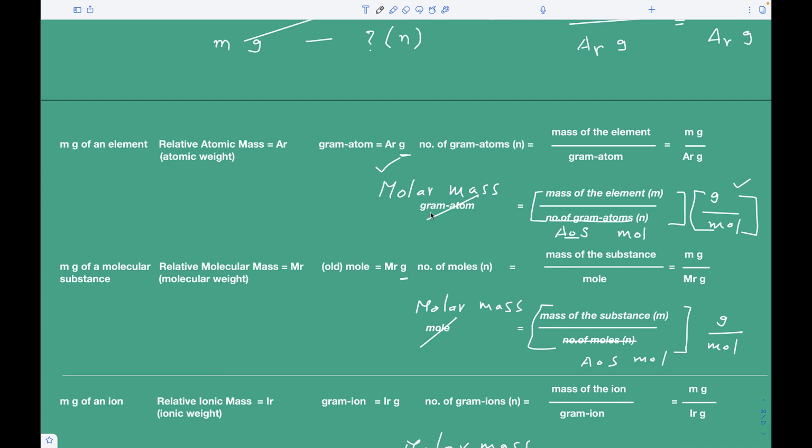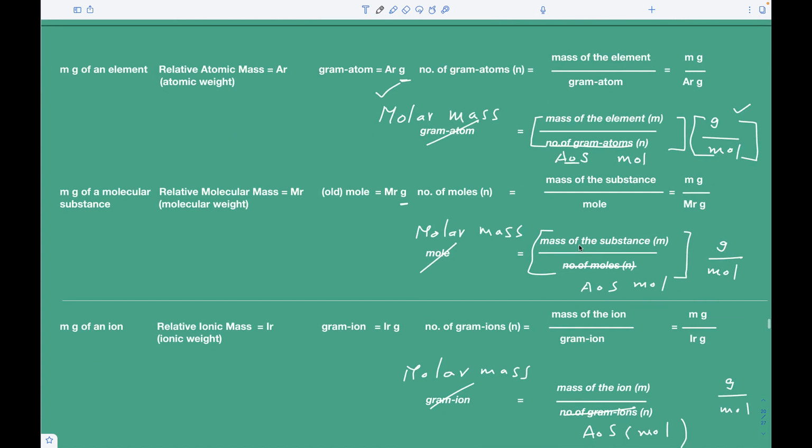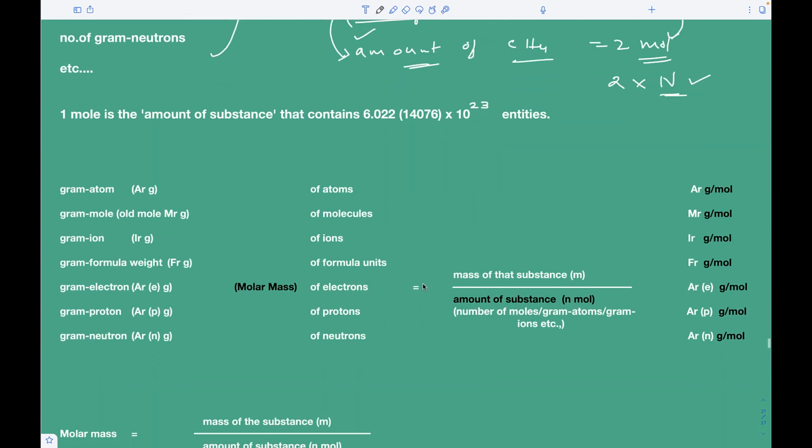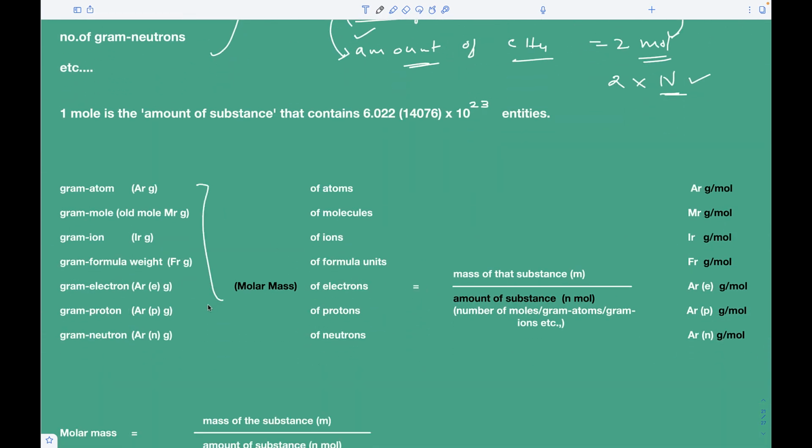So molar mass in general is the ratio between mass of the substance and amount of substance, and its unit is gram per mole, also written as gram mole to the power of -1. And that is what we have here. See, all these old names are replaced by one new name called molar mass.